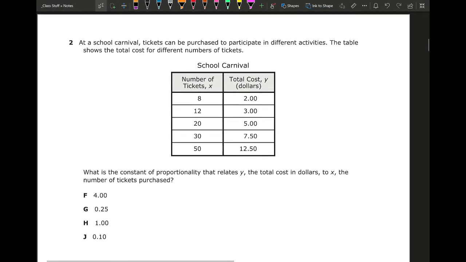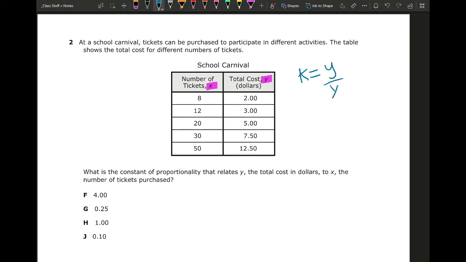We have another table. When we look at tables, remember we have X and we have Y, always in that order. It says, at a school carnival, tickets can be purchased to participate in different activities. The table shows the total cost for different numbers of tickets. What is the constant of proportionality that relates Y, the total cost in dollars, to X, the number of tickets purchased? So this is going to be a proportionality question, and this formula is given to you on the formula sheet. K equals Y divided by X, and all we have to do is divide Y by X.